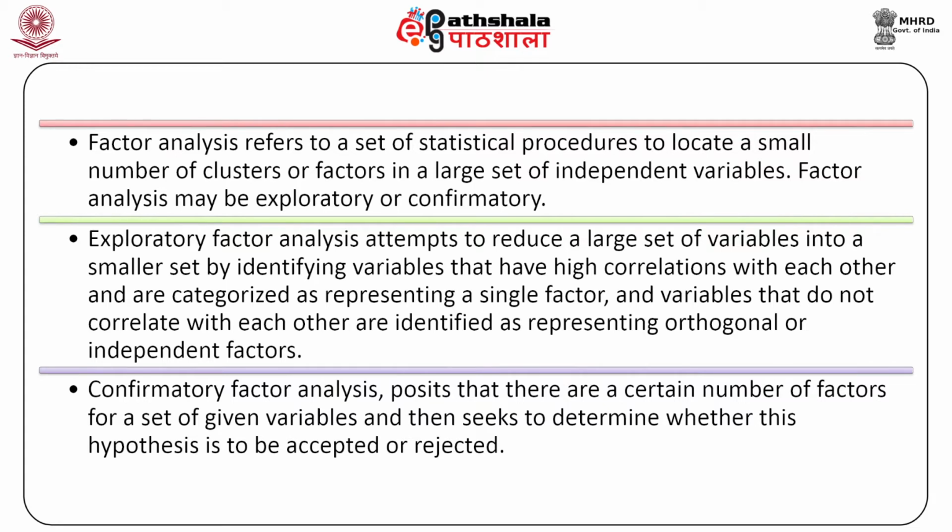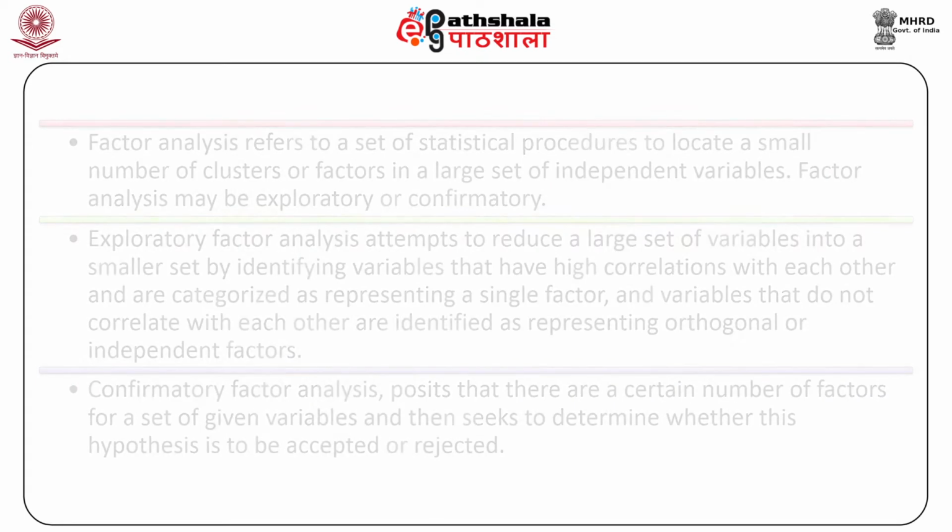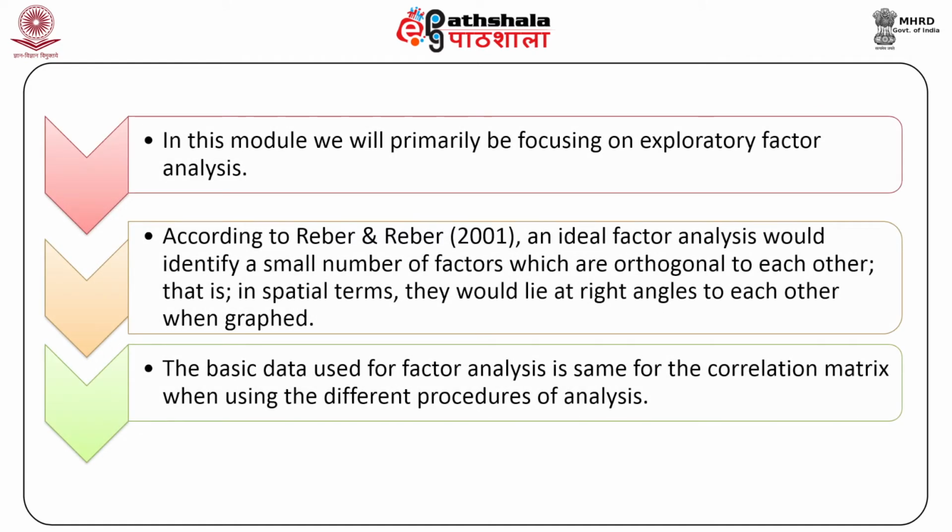Confirmatory factor analysis posits that there are a certain number of factors for a set of given variables and then seeks to determine whether this hypothesis is to be accepted or rejected. In this module, we will primarily be focusing on exploratory factor analysis. According to Reber and Reber, an ideal factor analysis would identify a small number of factors which are orthogonal to each other. That is, in spatial terms, they would lie at right angles to each other when graphed.